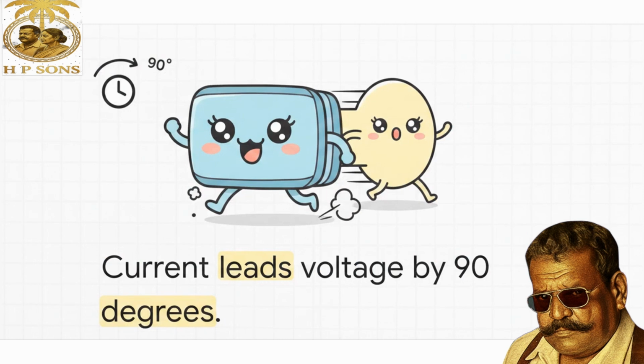The capacitor is super eager. It charges up incredibly fast. Because of this, its current actually leads the voltage by 90 degrees. It's a quarter cycle ahead. And just like the inductor, we run into another mathematical marvel. Thanks to this 90-degree phase shift, a pure capacitor also consumes zero average net power over a complete cycle.